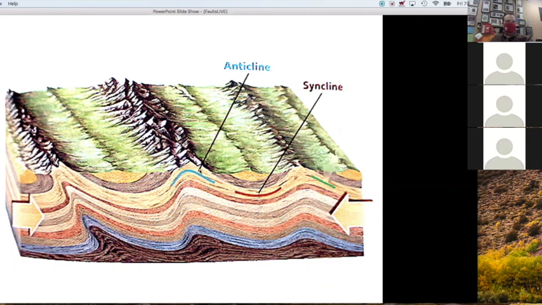And this one that folds the other way, upside down, it looks like a frown. And if you're mad and you're sad, you might be protesting. You go out with your sign and say, no more. You are anti. You are against it. So this is called an anticline. Syncline, smile. Anticline, frown.